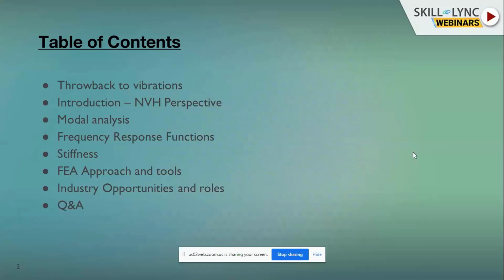And once we are done with that part, we'll focus on what is the FEA approach which is used in the industry, and also we look into certain set of tools which are in demand and which are used in the industry for carrying out NVH analysis. And on concluding remarks, I would like to discuss the industry opportunities for students who are fresh pass outs and what roles they would be playing, and also what all industries they can target for NVH related roles. And then that will be followed up by a Q&A session where I would like to clear most of your doubts related to the NVH area.